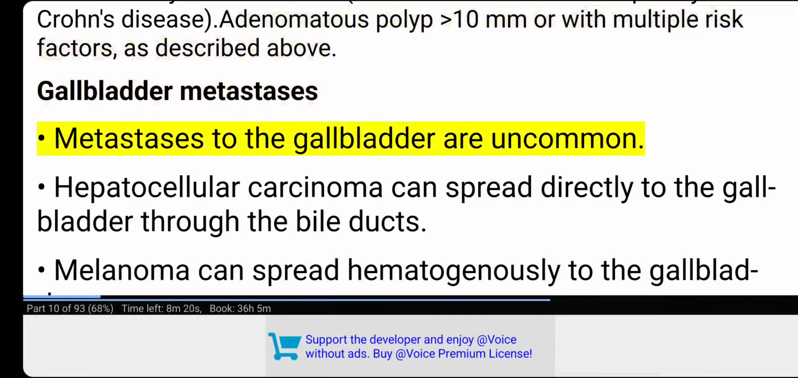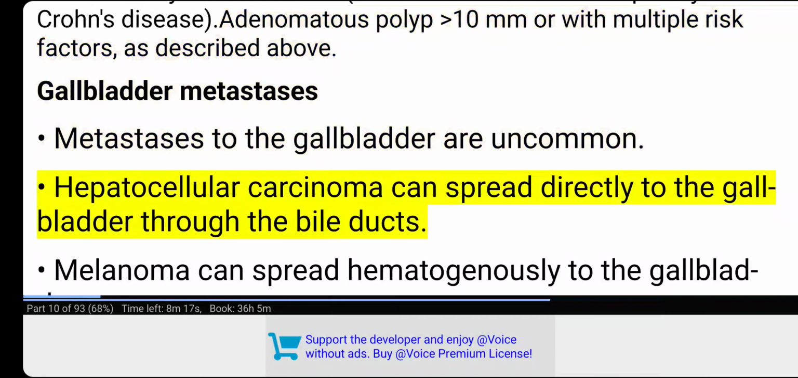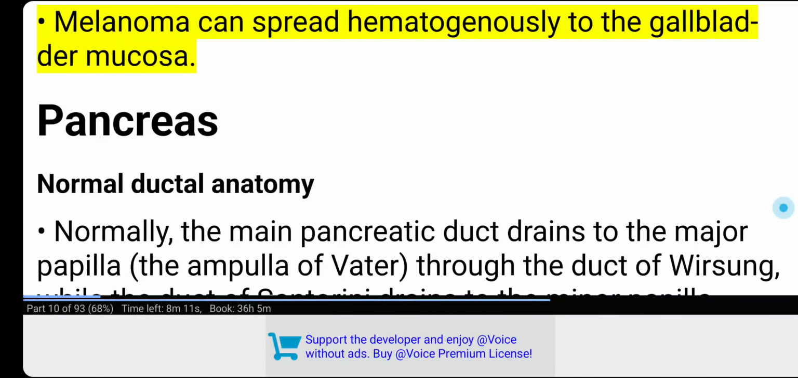Gallbladder metastasis. Metastasis to the gallbladder are uncommon. Hepatocellular carcinoma can spread directly to the gallbladder through the bile ducts. Melanoma can spread hematogenously to the gallbladder mucosa.